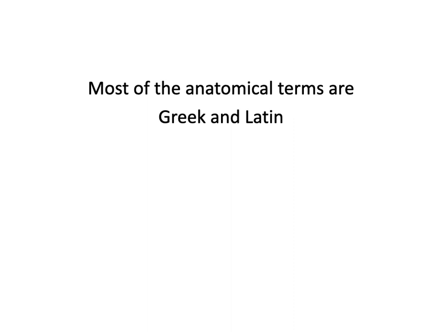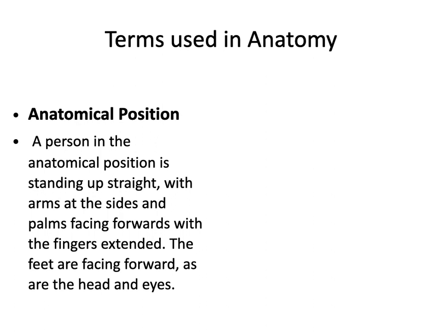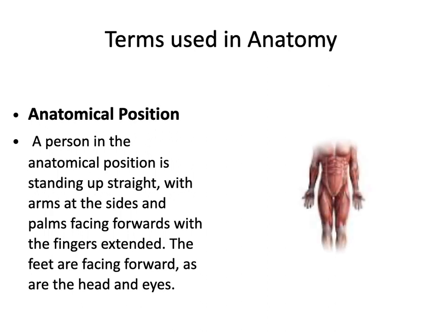Most of the anatomical terms are in Greek and Latin. Let us remember that. The terms used are very important. The anatomical position is asked in your viva. What is an anatomical position? Anatomical position is a position in which the person is standing straight. The arms are at the sides, palms facing forwards, fingers extended. The feet are facing forward and the head and the eyes as well. The eyes look at infinity, some books mention. But this is the anatomical position. So, whatever we are going to learn will deal with this anatomical position always.